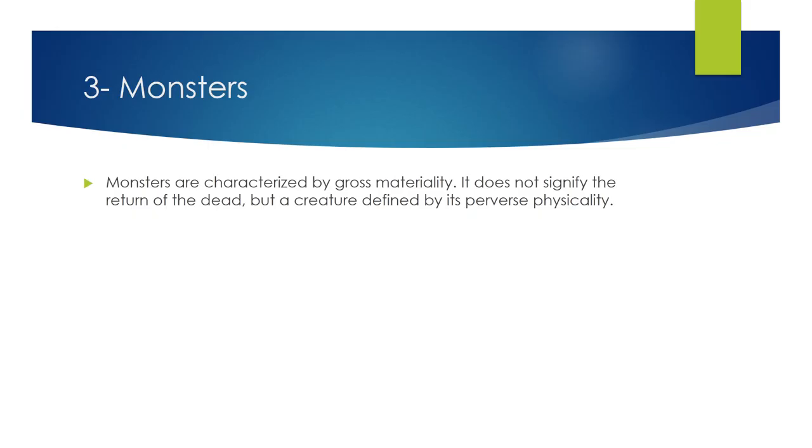She was nice, she was beautiful, the specter, but mostly we have that horrible, threatening, dangerous ghost which appears in Gothic fiction. And as you have seen, we have different types and roles of specters in Gothic fiction. Let's go to the next one, which is monsters. Monsters are characterized by gross materiality. It does not signify the return of the dead, but a creature defined by its perverse physicality.